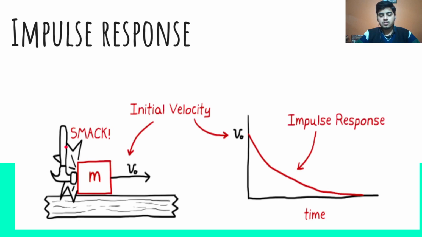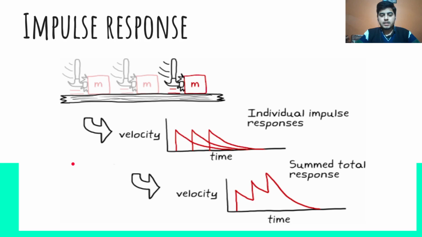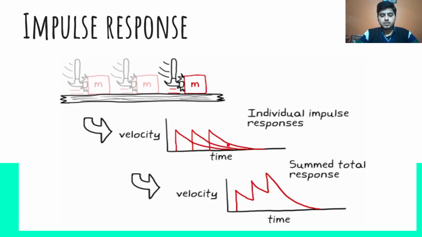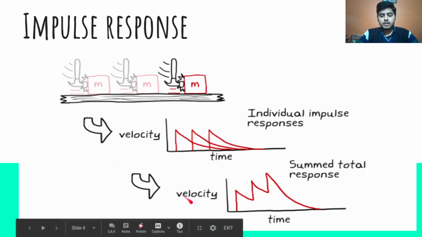So now we have understood how this block will respond after getting one impulse. Now let's see how the impulse response will look if we hit this block multiple times with the hammer. In this case we will record the response each time, and to find the total response we have to sum all the individual impulse responses like this, and then we get the total response like this.